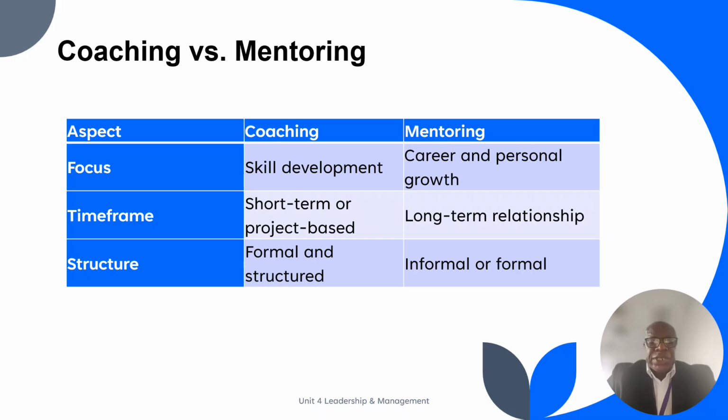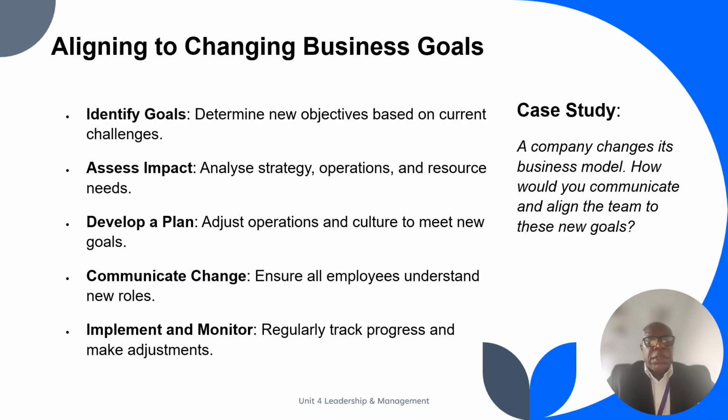Let's now align the changes in business goals. So, aligning to changing business goals. How do we do that? We first of all need to identify the goal, determine new objectives based on current challenges, then we assess the impact. We analyze strategies, operations, and resource needs to find out the impact of that change. Do a kind of cost and benefit analysis. Then we develop a plan.